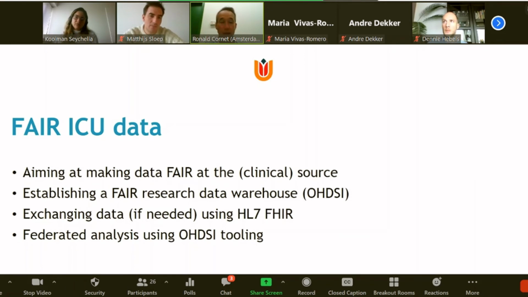And then the last project, working on FAIR ICU data, both in a COVID context and generally for ICU patients, together with the Netherlands Intensive Care Evaluation Registry, NICE, that also runs at our department. And there we have the challenge of making data FAIR at the clinical source. So really talking to the hospitals about how they can make their source data FAIR. And from that establishing, for example, an Odyssey-based research data warehouse, being able to exchange information with a registry using FHIR, and also exploring how to do federated analysis using the Odyssey tooling. So that's also really a data visiting approach. And I think Odyssey also is in part FAIR avant la lettre.